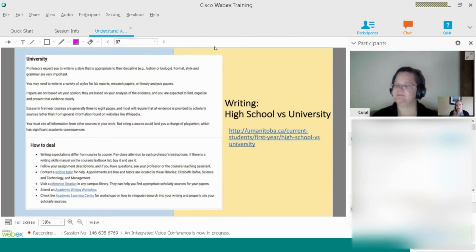In university, on the other hand, you're going to be asked to write in a particular format, style, or set of styles appropriate to your field of study. So there's that citation style step coming up. And you're going to be asked to research your topic in order to find evidence to support your ideas that is scholarly, or in other words, provided by experts. So the types of sources you're using are pretty specific.